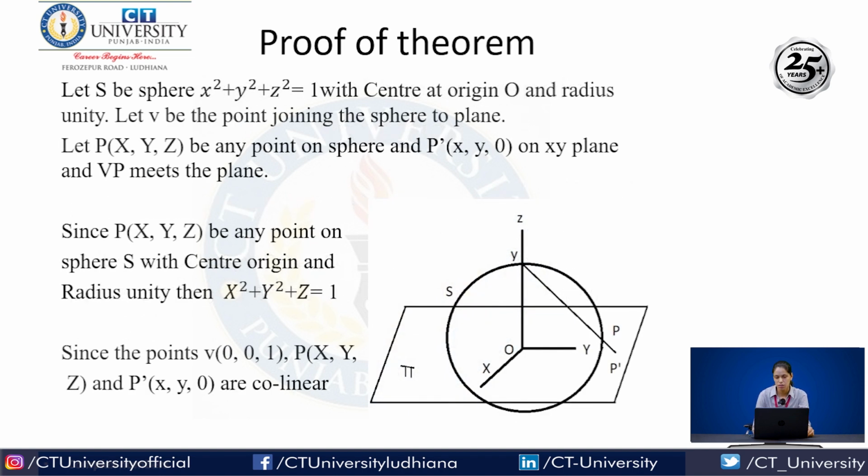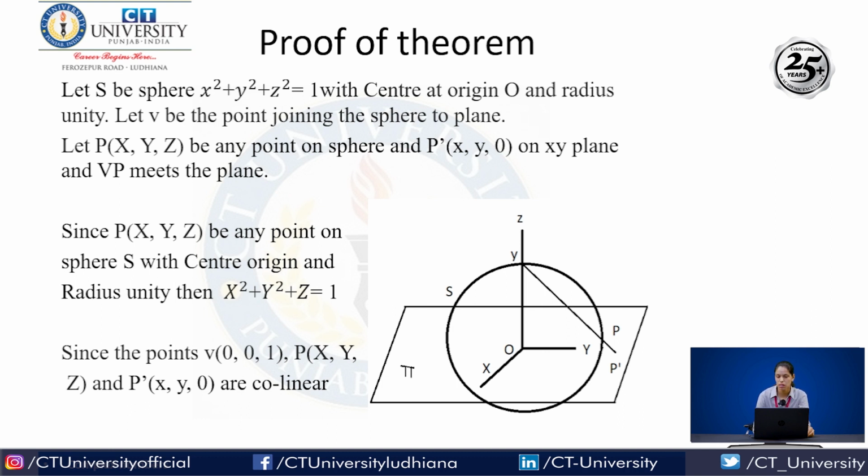Taking S as the sphere with unit radius and center at the origin. This is my diagram; you can easily understand it. Taking the sphere on the x, y, z axes with origin O, with one point on the sphere and P a point on my plane. The stereographic projection is mainly for the interaction between the plane and the sphere, pointwise. So the sphere has unit radius and V is the point joining the sphere to the plane.